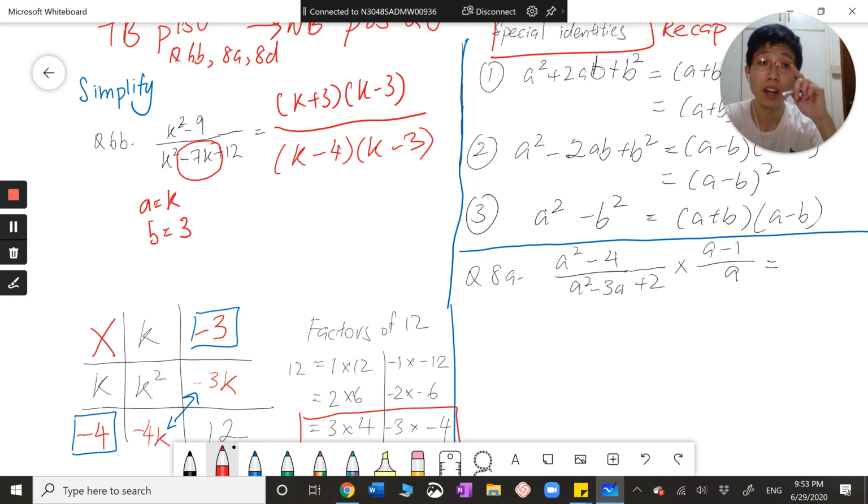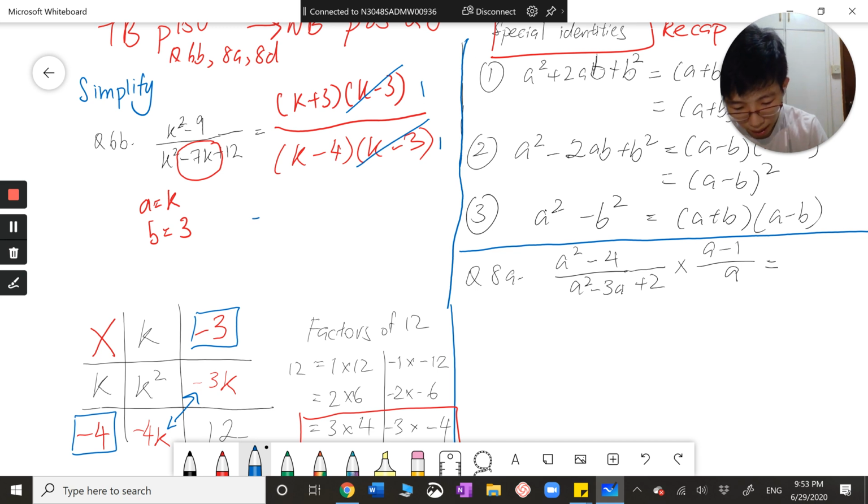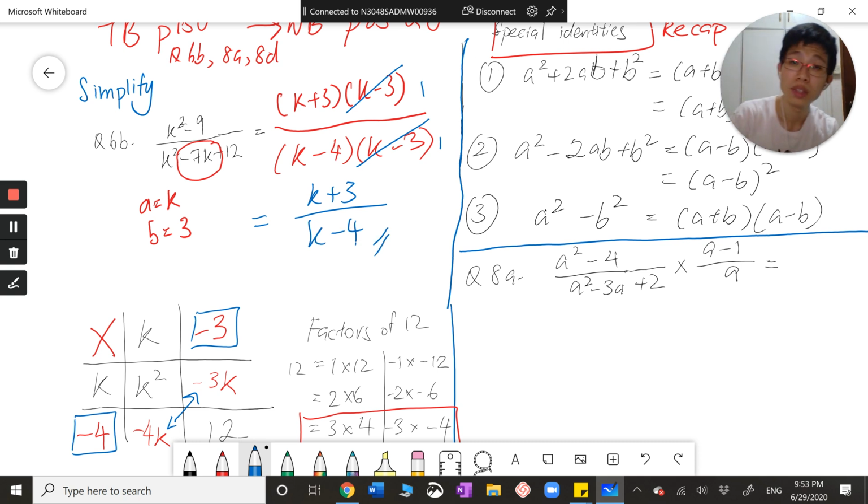Now I need to look out for common factors, and after that I just divide in the numerator and denominator. So I can see that the common factor will be k minus 3, divided by k minus 3, divided by k minus 3. And my final answer will be k plus 3 over k minus 4. So this is how I simplify this expression for question 6b.